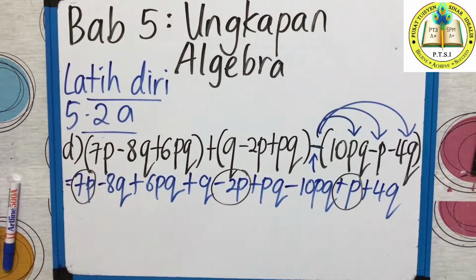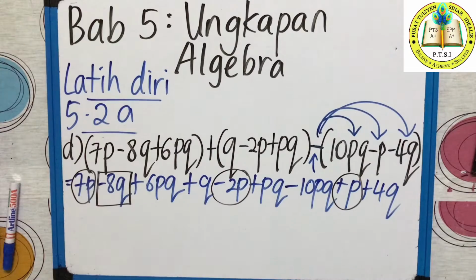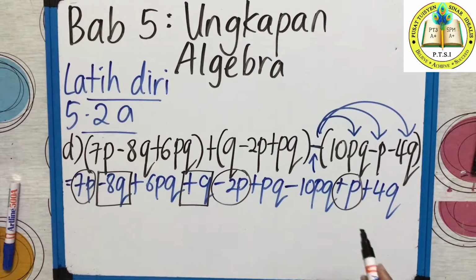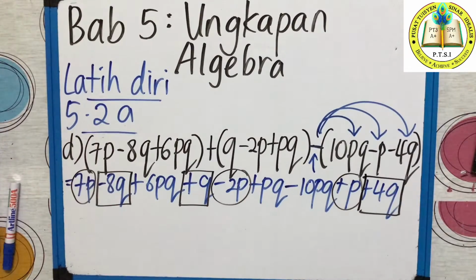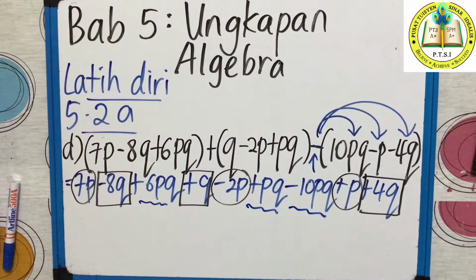Next one, cikgu buat kotak. I make a square or a rectangle for this one. Negative 8q. Q kan? Cikgu buat kotak. Positive q. Cikgu buat kotak. Lagi mana q? Lastly, positive 4q. Cikgu letak kotak. So, q, q, q. Teacher makes a square. The balance kamu nampak. Baki tu pq, pq, pq.